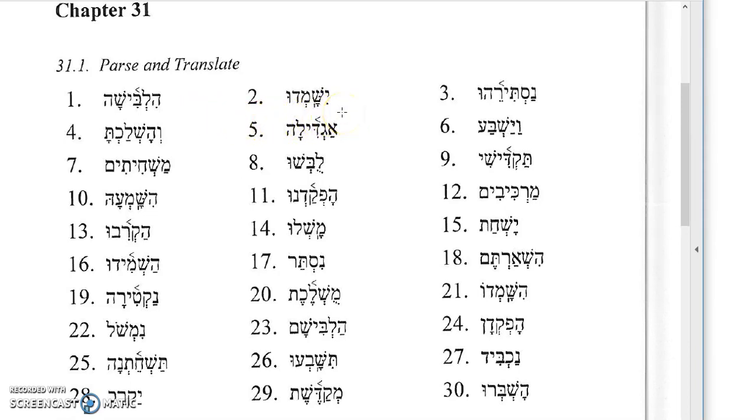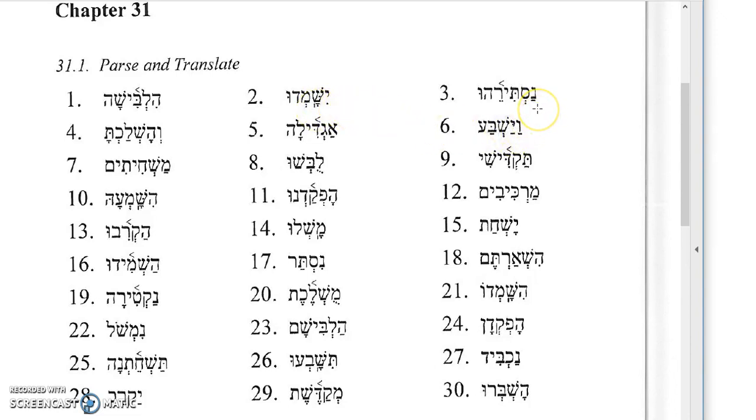Number 2, yishamadu, from shamad. First of all, the form has a prefix yod, that makes it an imperfect. Note the dagesh in the sheen, that indicates that that's an assimilated nun, making this a nifal form. And the u ending with the prefix yod makes it a third masculine plural. They will be destroyed, from shamad.